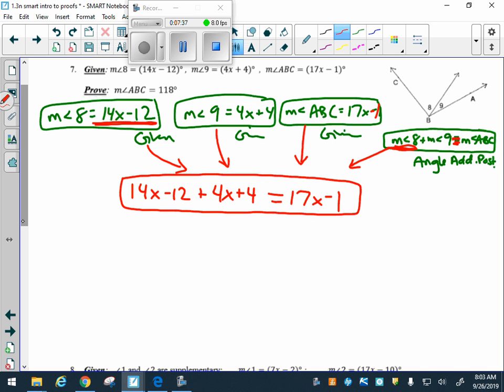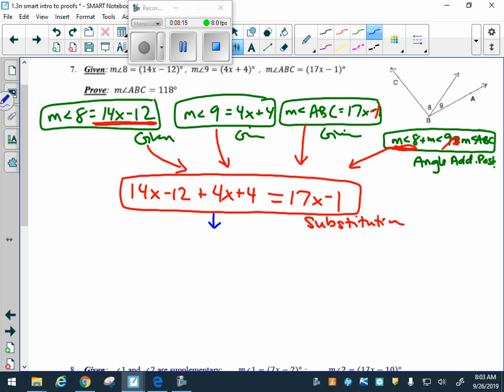Okay, reason under this one? Okay, so wait a minute. I heard somebody say definition of supplementary. Nothing here says supplementary, so I can't use definition of it, right? What did we just do? Substitution. We took our equation, we kicked out the 8 and replaced it, we kicked out the 9, replaced it, we kicked out the ABC and replaced it. So this is all substitution. Don't write too big when you're doing these proofs. You gotta squeeze them in.